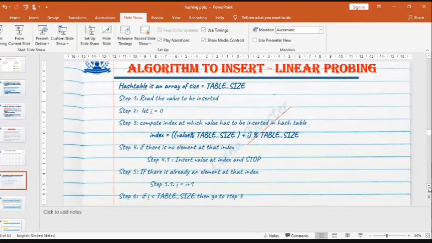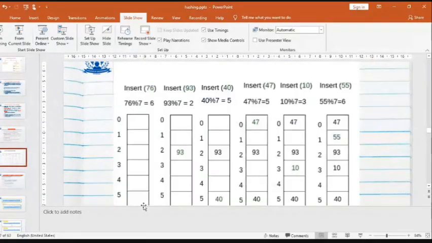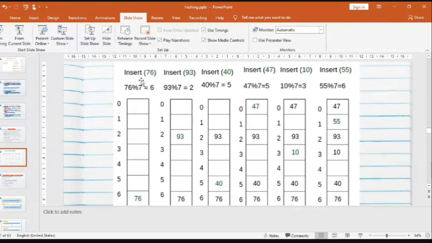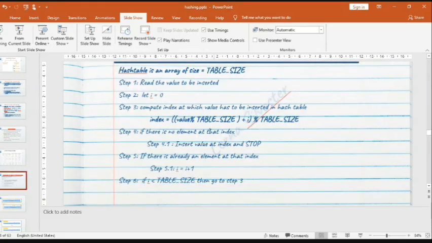First step, we have to read the value to be inserted. Then we initialize the value of I. Then the index is calculated using the key value mod table size. Why is 7 taken as the mod here? Because the table size is 7, indices 0 to 6, so a maximum of 7 numbers are included in this hash table. That's why we chose 7 as the size. So the algorithm says that (value mod table size plus I) mod table size is the index. The index is calculated like this.